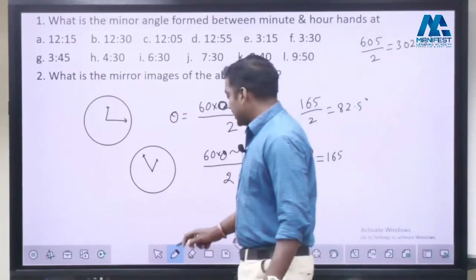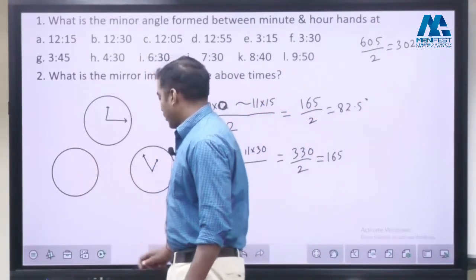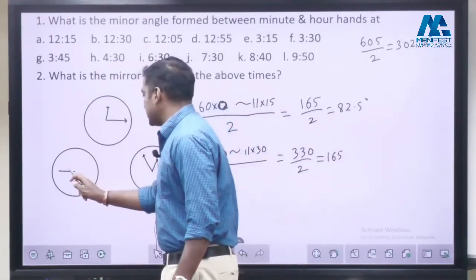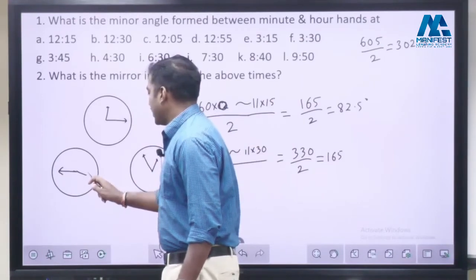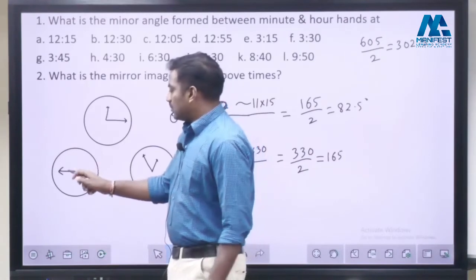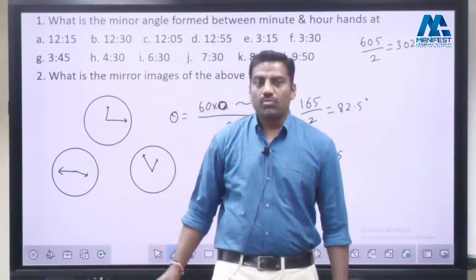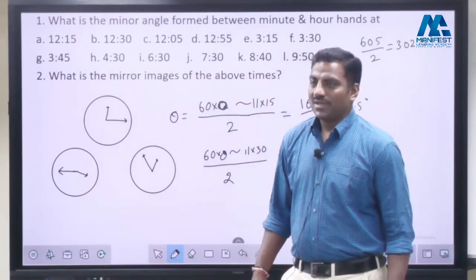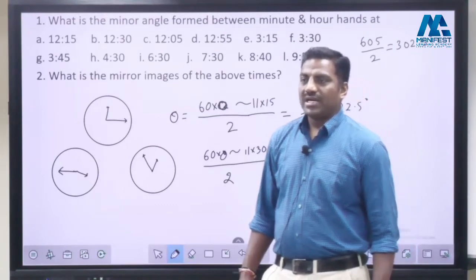The clock appears like this. 345. The clock appears like this, correct? By the time it has moved 270 degrees, it would have moved how many degrees? 270 degrees divided by 12, so around 22 and a half.